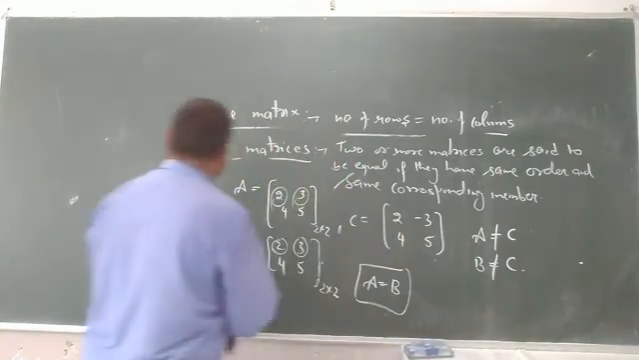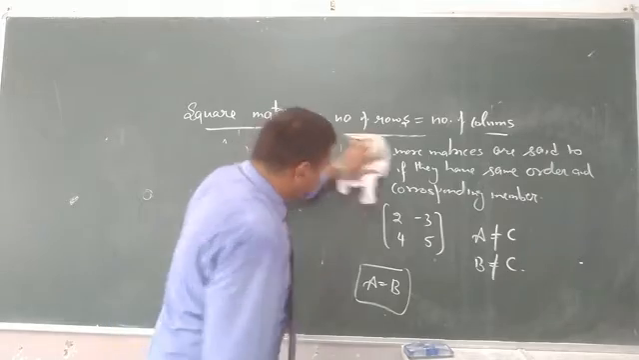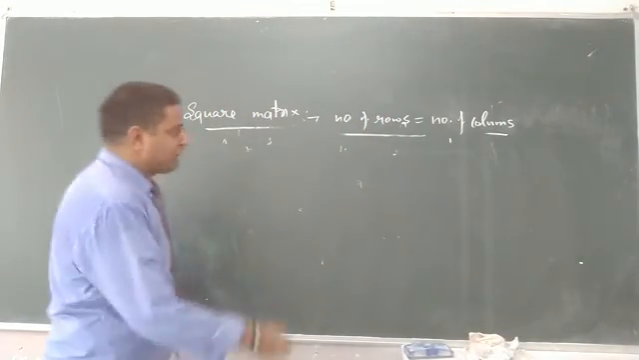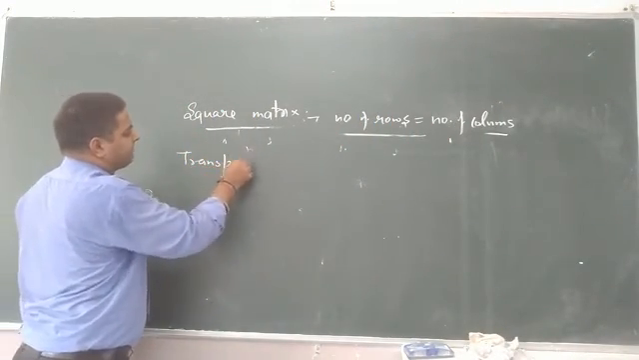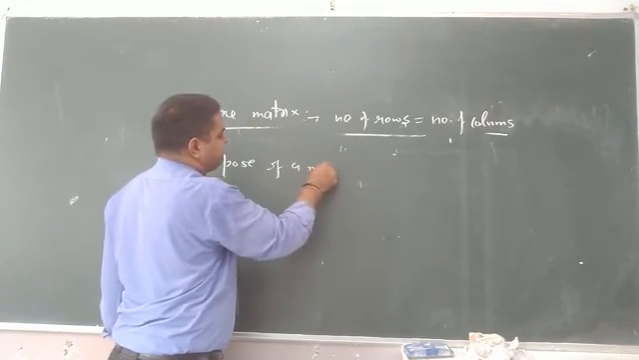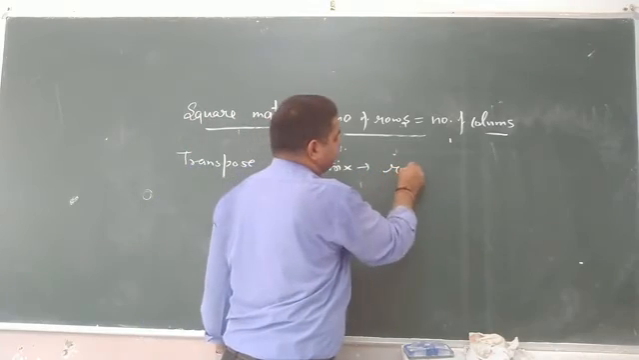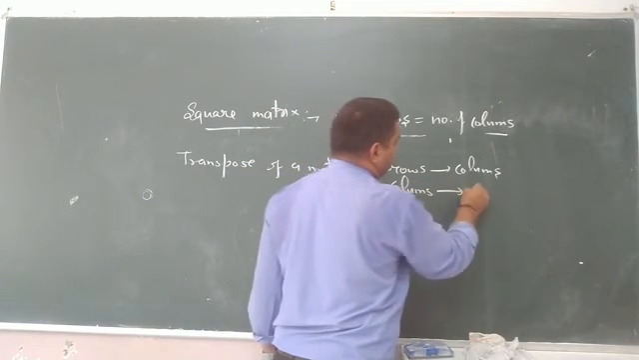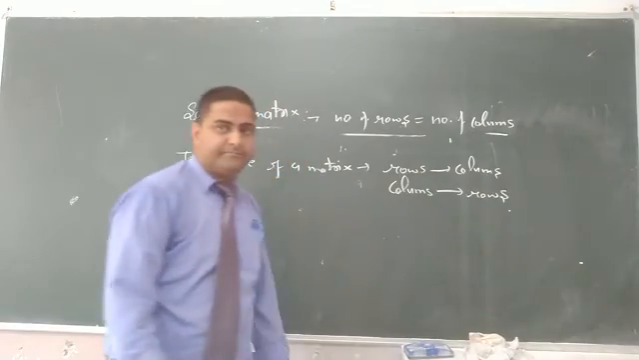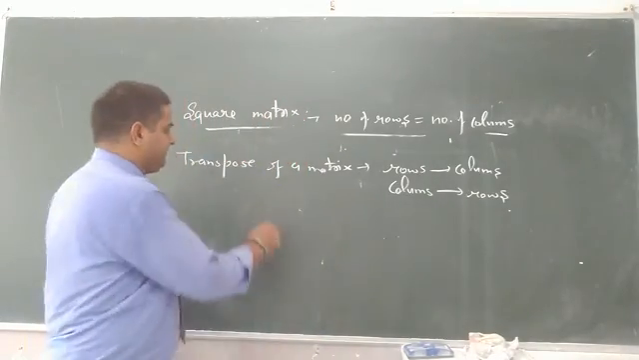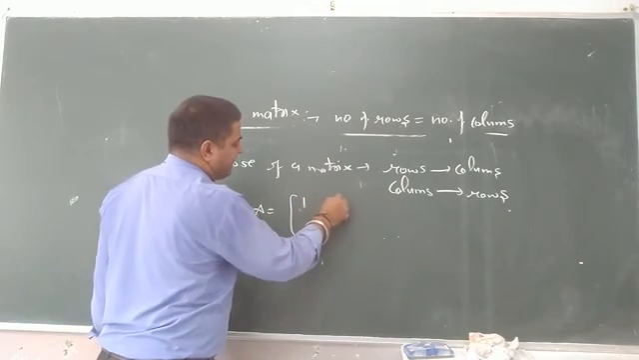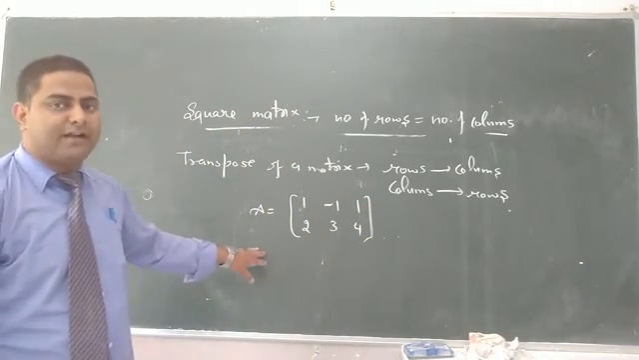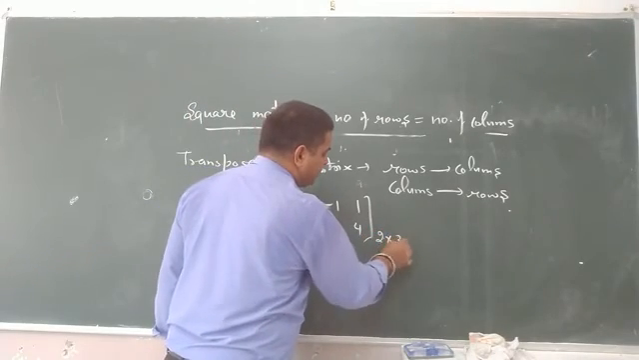Now, next is transpose of a matrix. What is the meaning of transpose of a matrix? When we say transpose of a matrix, it means rows change to columns and columns change to rows. But this is very important. If we take a matrix, let us say A, whose members are 1, minus 1, 1, 2, 3, 4. Right? What is the order of this matrix? 2 rows, 3 columns, 2 into 3.